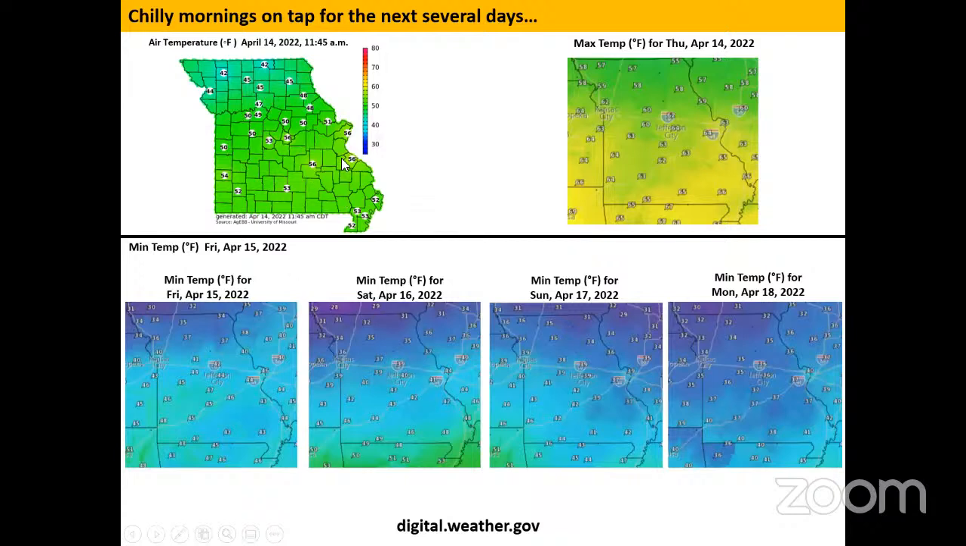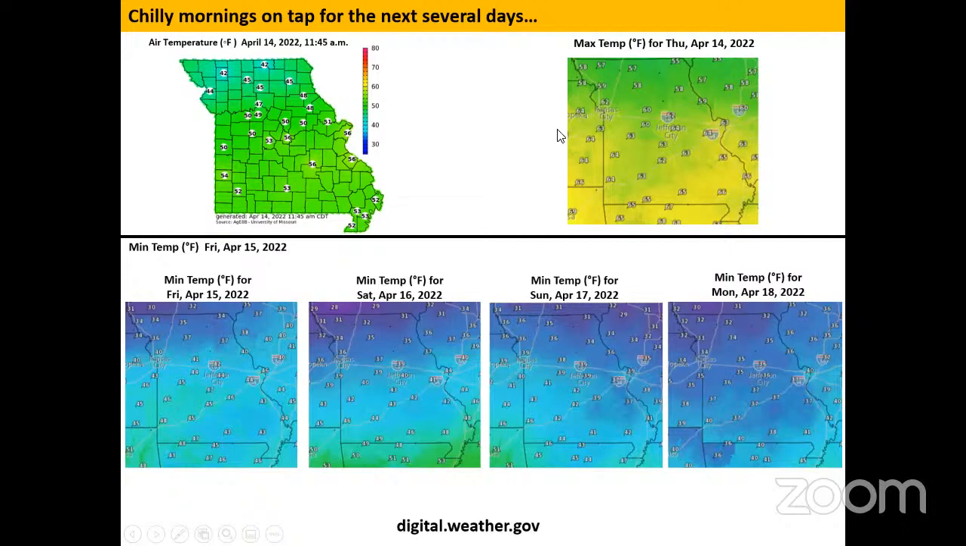Currently, here in the upper left, these were the current air temperatures as of 11:45 this morning. Again, very cool across still northern Missouri, in the low to mid 40s. We've rebounded a little bit here in the 50s across the rest of the state. Highs here in the upper right indicate these are below normal temperatures.